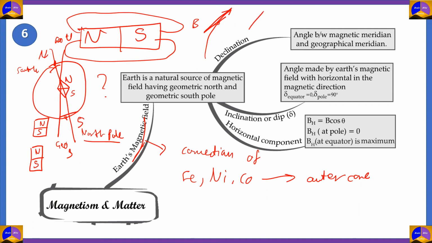And this magnetic field makes an angle delta with the horizontal component, which points to the North Pole. This perspective here is the ground perspective. So suppose the horizontal component of the magnetic field goes along the ground, and this angle here represents delta, the inclination. Then we can define the angle of inclination or dip as the angle made by the Earth's magnetic field with the horizontal in the magnetic direction.